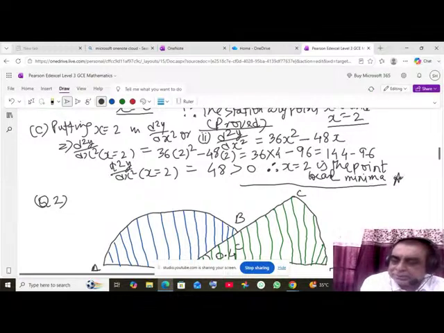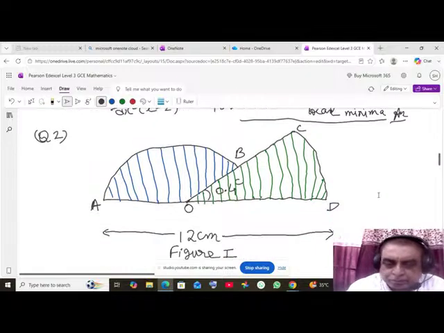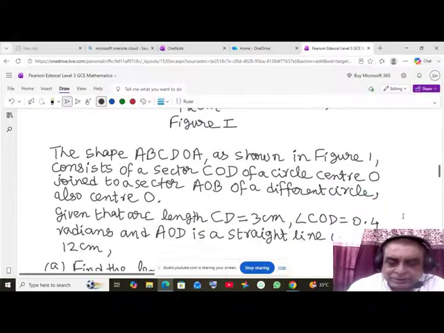So the A part is completed. Now, oh sorry, question number 1 is completed. Now we are moving to question number 2. So this is the figure given. Okay, now see, I am reading it. This is figure 1.